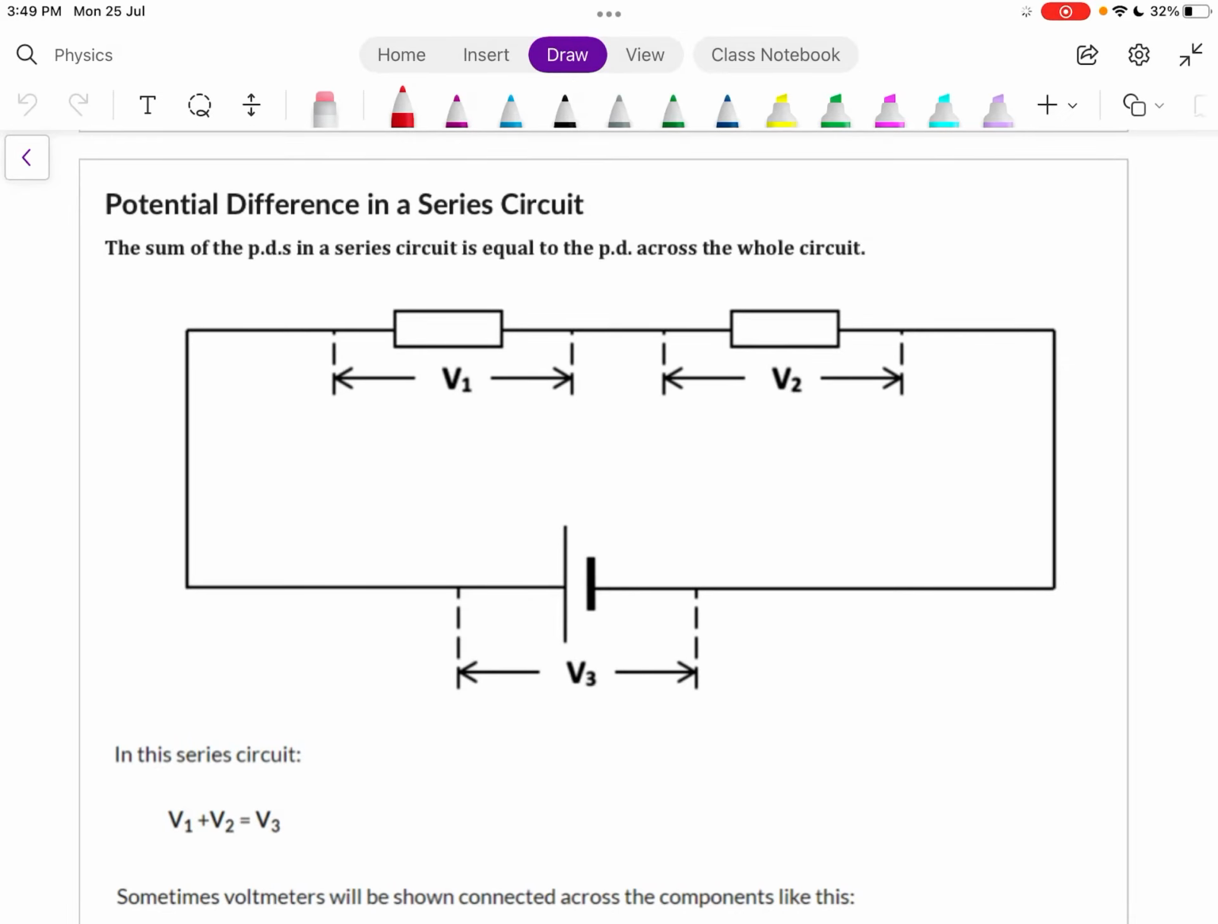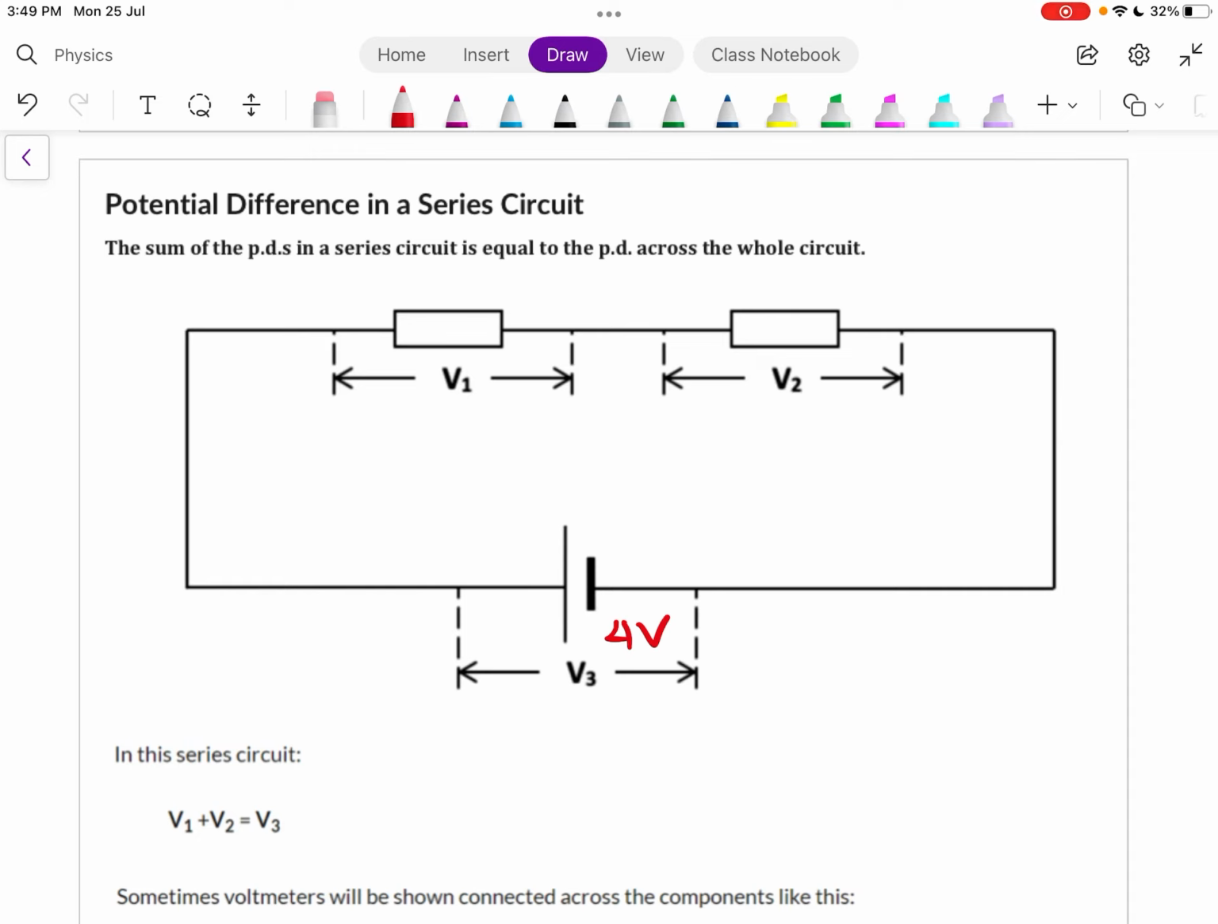Alright, so let's talk about the potential difference in a series circuit. Okay, so just now we talked about the current is the same in a series circuit, right? What about the potential difference? So for example, let's just say I have an EMF of the battery, which is maybe 4 volts, and I have something like 2 resistors, which are adjacent to each other, right? So how does the potential difference compare?